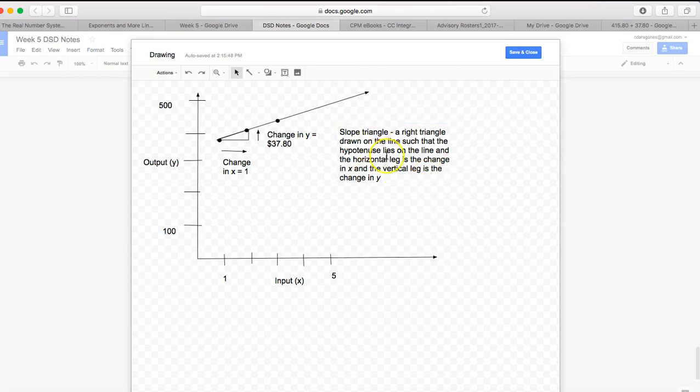Okay, and it's okay if you don't understand all of these terms yet. What's a hypotenuse? What's a leg? What are any of these things? That's okay. But go ahead and write down this definition of a slope triangle. The hypotenuse lies on the line. The horizontal leg is the change in your x. The vertical leg is the change in your y.